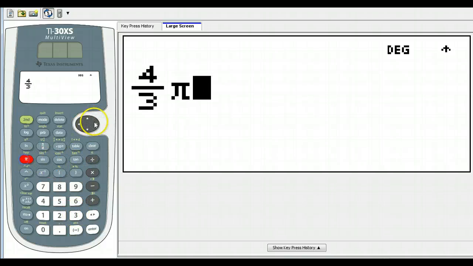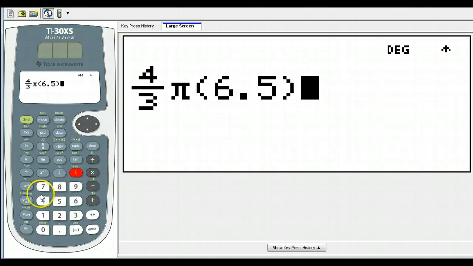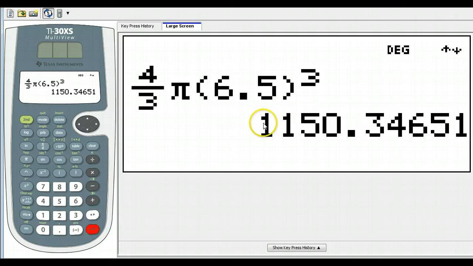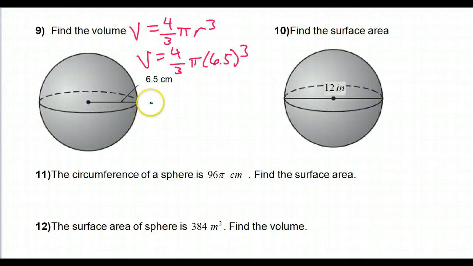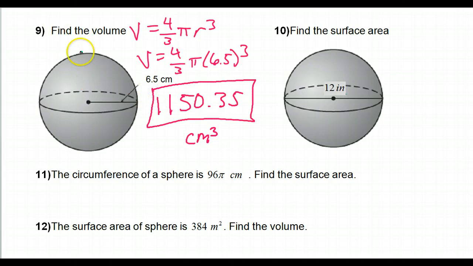4/3 pi times 6.5. Alright, that's our radius. Cubed. To do the third power on the TI-30XS multi-view, hit the caret, that bumps you up to the exponent, and we just type 3 for the third power. So that is 1150.35. This is volume, so we will do centimeters cubed. That's how you do number 9.